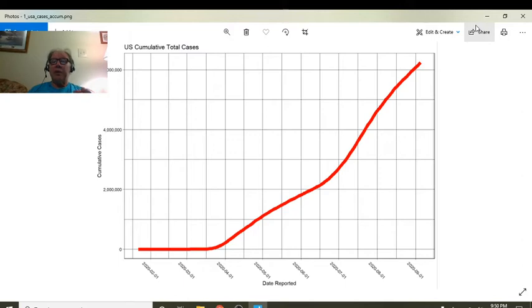So the second point about this plot, watch for it during the current election campaign. Okay, watch for it during the election campaign.